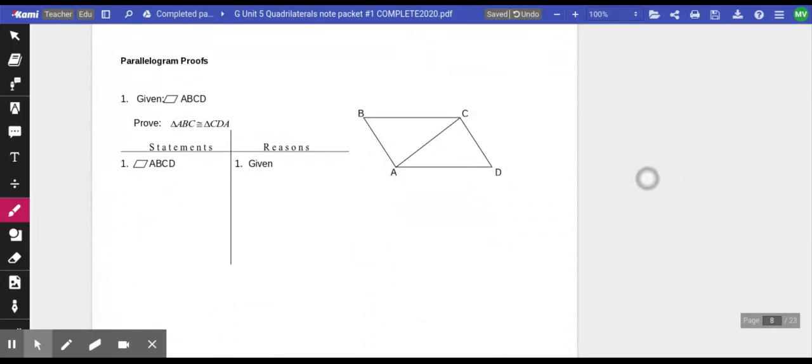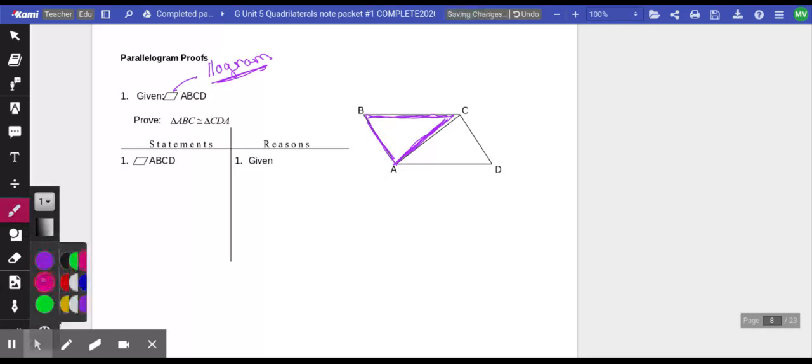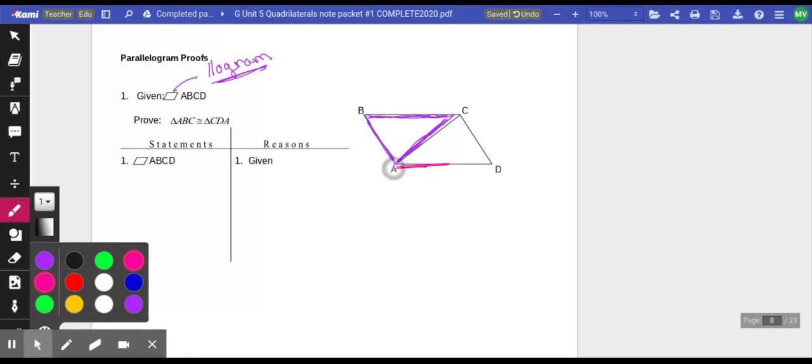So the last thing we're going to talk about is how we can use this information in a proof. So I know that ABCD is a parallelogram. This symbol right here means parallelogram. You'll see me abbreviate parallelogram as the parallel symbol O-gram. So if this is a parallelogram, I want to prove that triangle ABC, which I'm making purple, is congruent to CDA.